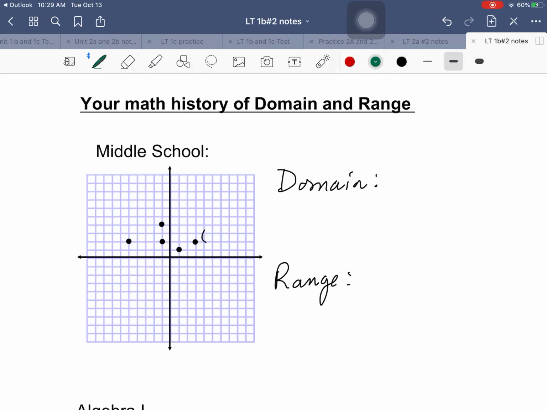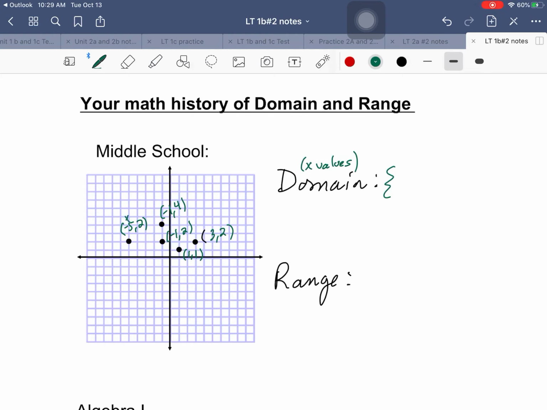Let me do this in green. So that's (3, 2), so coordinates. (1, 1), (-1, 2), (-1, 4), (-1, 2), (3, 4), (-5, 2). And you learn domain is the x values, all the x values on your coordinate plane of the given function, the graph. Well, these x values, you're just labeling the x's.